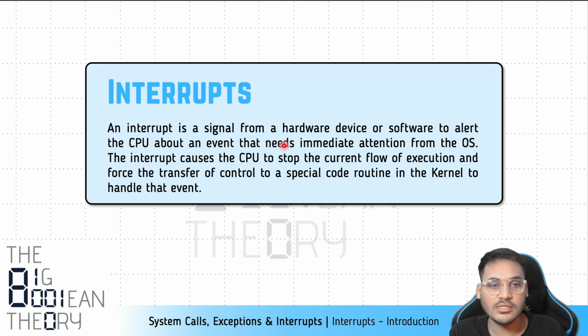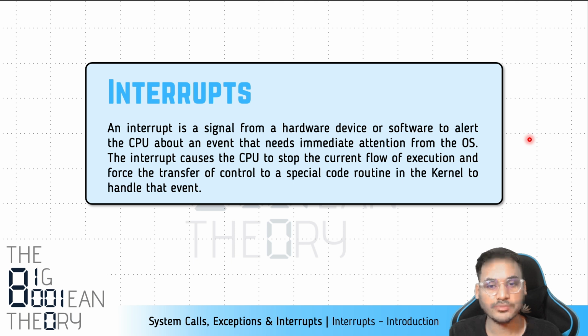So this definition says an interrupt is a signal. Why do we need a signal? The signal's purpose is to alert the CPU, or the processor, and notify it about an event that needs immediate attention from the operating system. Also, this signal can come from either a hardware device, that is, an input output device, or from a piece of software, that is, the user programs that are executing on the CPU.